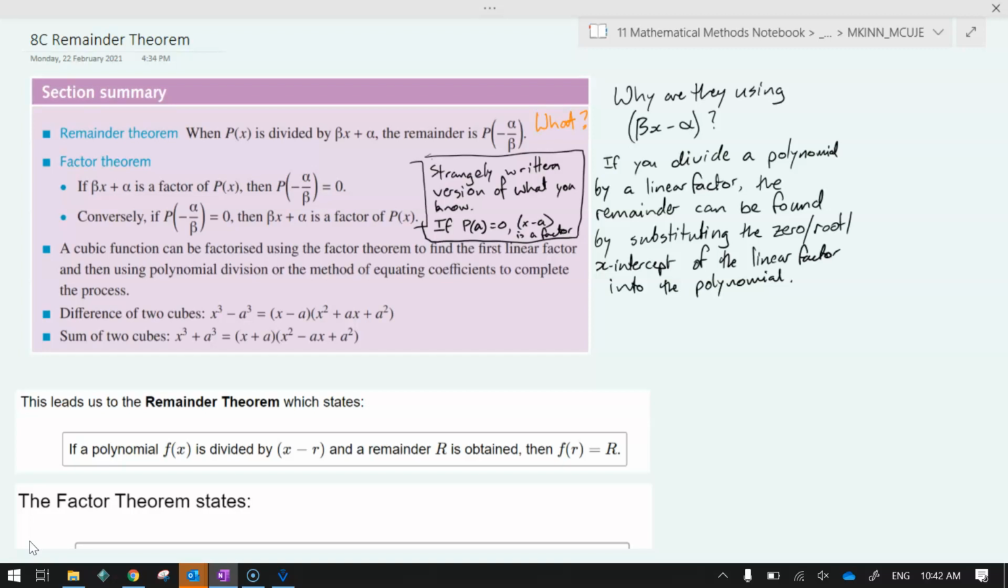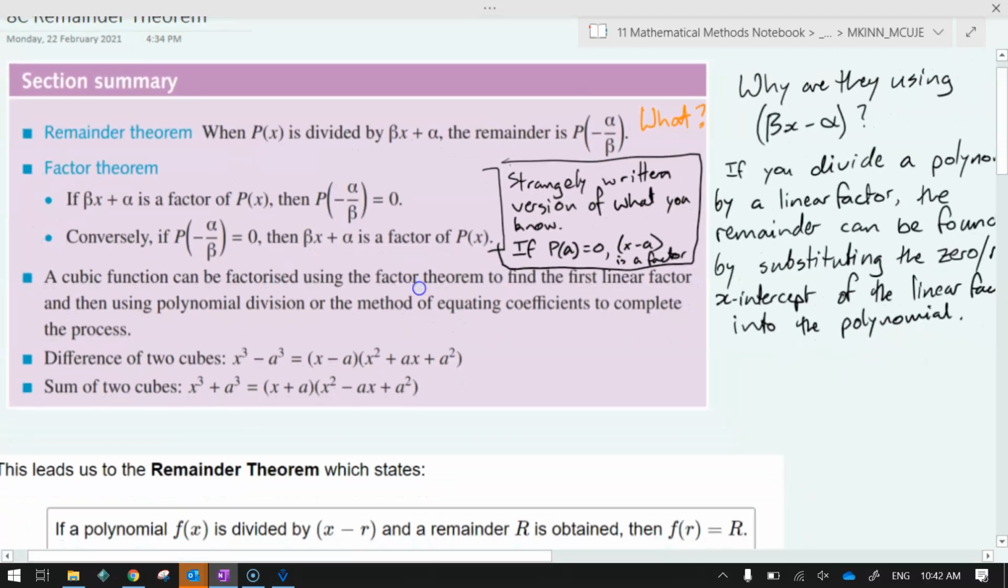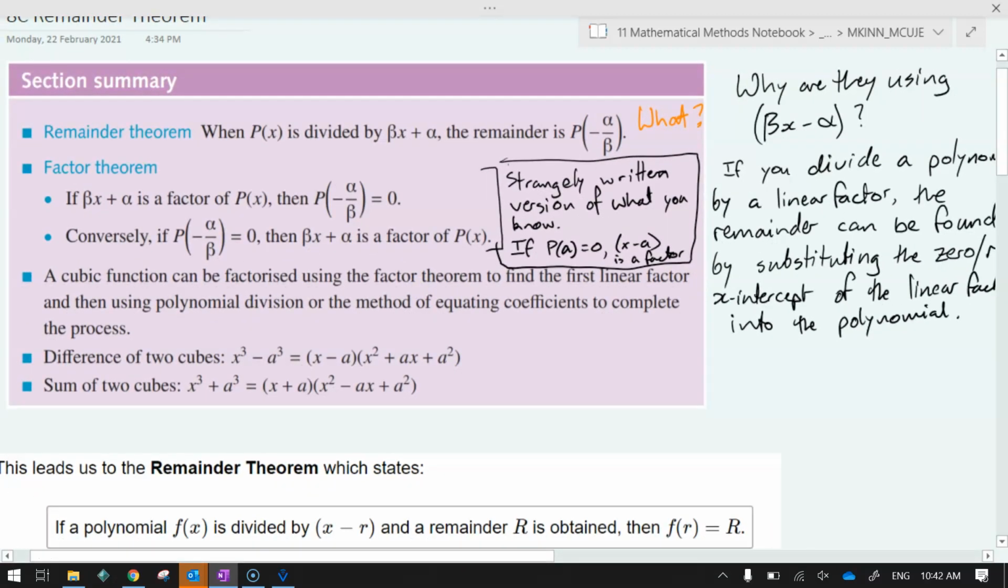Now, the way they've worded it here is a little bit tricky: when p of x is divided by beta x minus alpha. So that's just saying it's a linear factor. And they've used beta and alpha because they're getting excited about that. I don't know why they use beta and alpha. We could have just gone ax plus b. It doesn't really matter. When it's divided by some sort of constant times x plus a number, so a linear factor, what we need to do is substitute in negative alpha over beta. Why are they doing that?